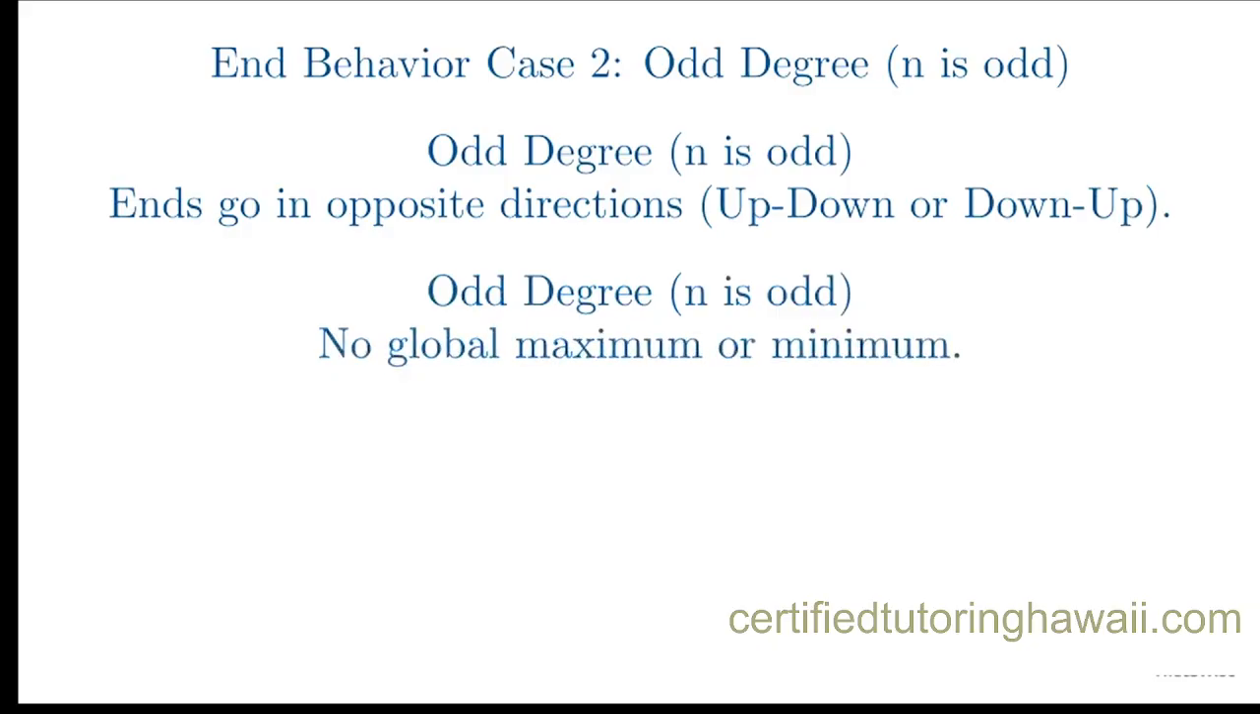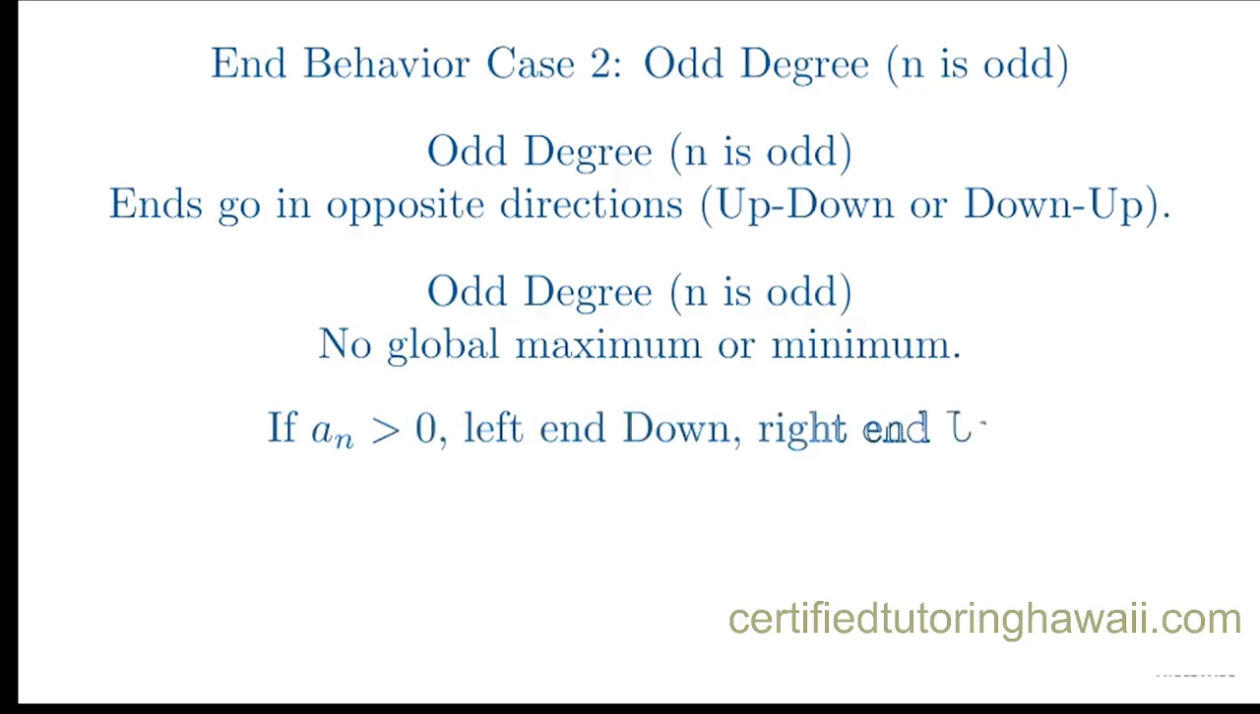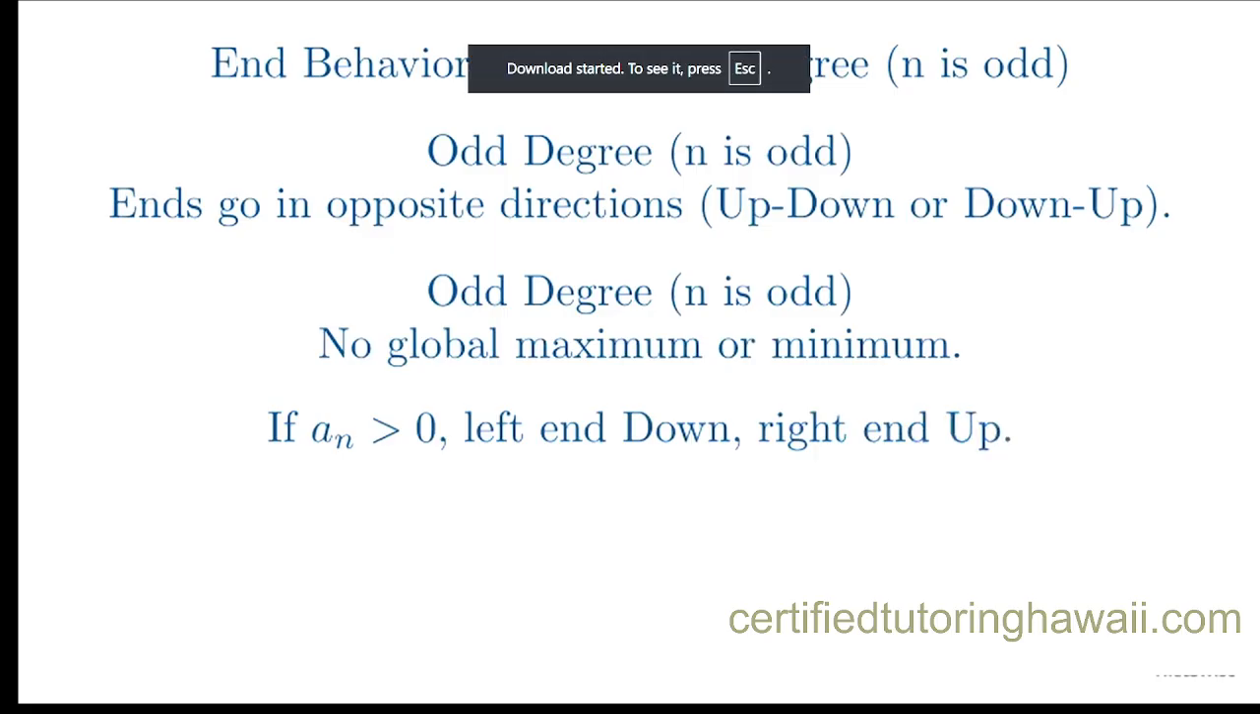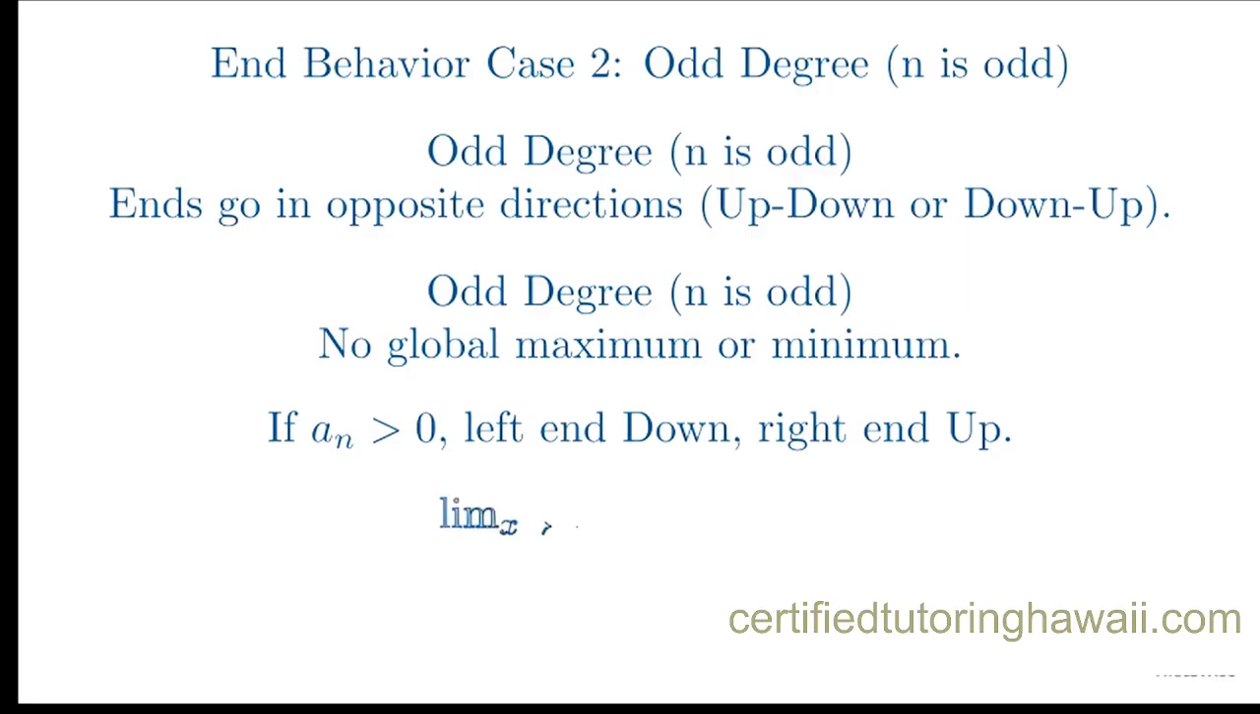Again, the leading coefficient determines the exact orientation. If the leading coefficient is positive, the left end points down and the right end points up. It rises from left to right. Think of a simple line, which is a degree 1 polynomial with a positive slope. It goes down on the left and up on the right. As x goes to negative infinity, p of x goes to negative infinity, and as x goes to positive infinity, p of x goes to positive infinity.